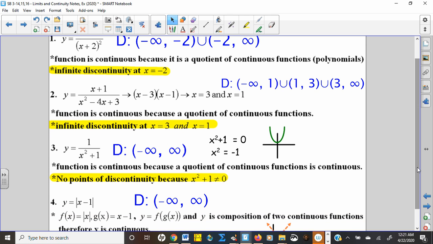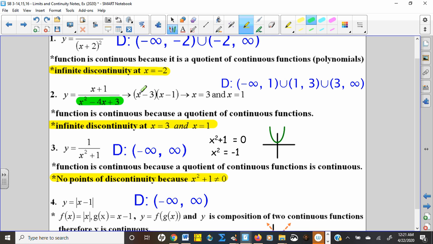Number 2, if you factor the denominator here, you get x minus 3, x minus 1. Neither one of those cancel with the top, so there's no holes. These are both going to be vertical asymptotes, which create infinite discontinuities, and that's of course what we ended up saying right here.